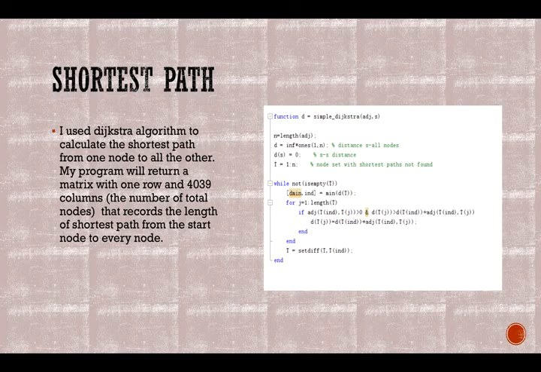I used the Dijkstra algorithm to calculate the shortest path from one node to all the others. My program will return a matrix with one row and 4039 columns that records the length of the shortest path from the start node to every other node.